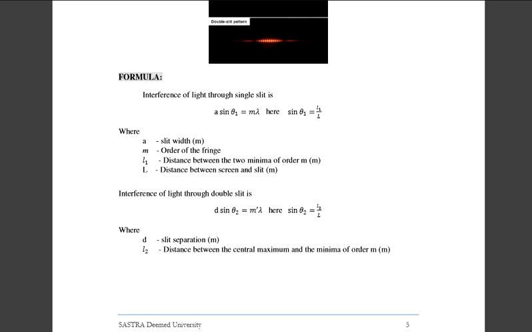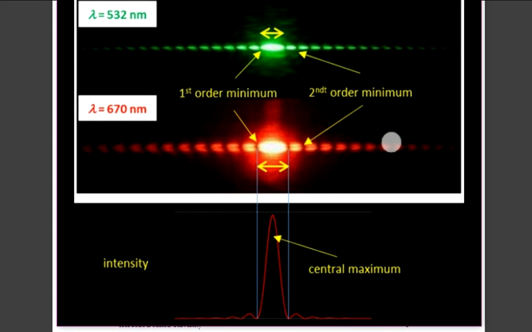On the other hand, the interference of the light through double slit is calculated using d sin theta 2, which is equal to m dash lambda. Here, sin theta 2 is equal to L2 by L, where d is the slit separation and L2 is the distance between the central maximum and the minimum of order m. For better understanding of maxima and minima, let us view this image. The area with the bright fringe is the central maximum, and the dimmer regions beyond that depict the first order minimum and second order minimum respectively.